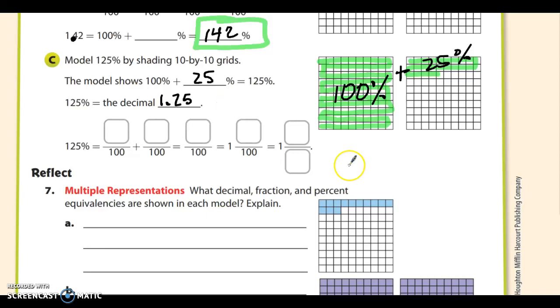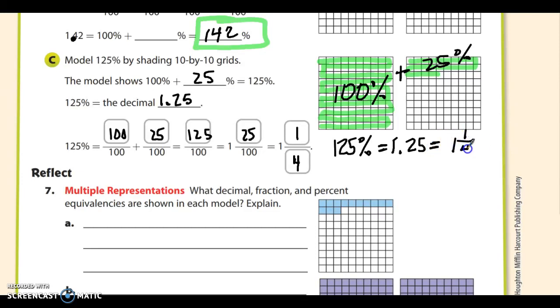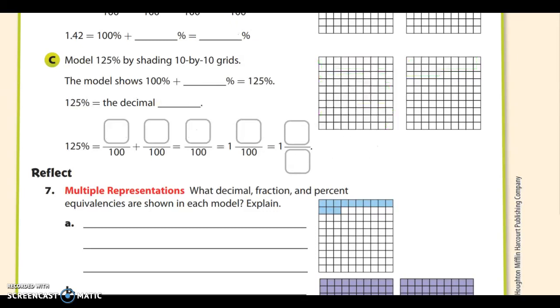And then we're supposed to show our work down here, and it goes like this. 125% equals 100% plus 25, which is 125, which is 1 and 25 hundredths, which simplifies to 1 and a fourth. So for this one, the percent is 125, the decimal is 1.25, and the fraction's 1 and 1/4. Gets a little tricky, but it's not too bad. You can watch that twice if you need to, or you can ask me for help.